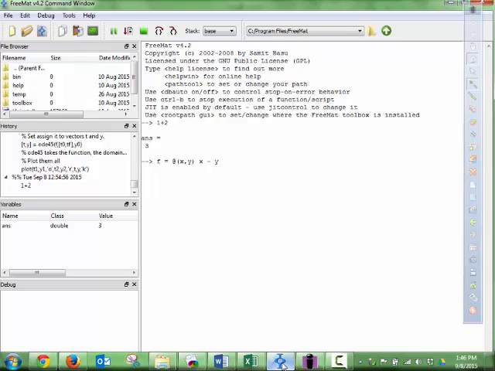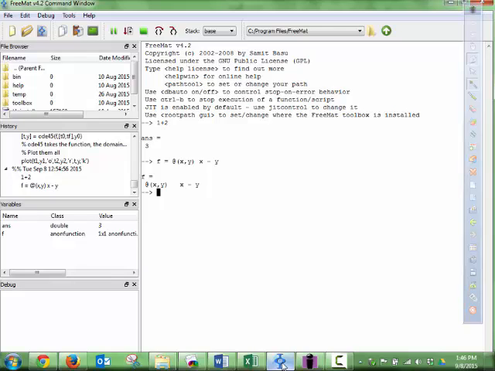Now, if you just press enter in MATLAB or FreeMat, you'll get your output, and they'll echo that you have a function, and this is how the function looks. If you don't want the output to come out, like if your output is going to be some long output, then you can use a semicolon to suppress the output. All right.